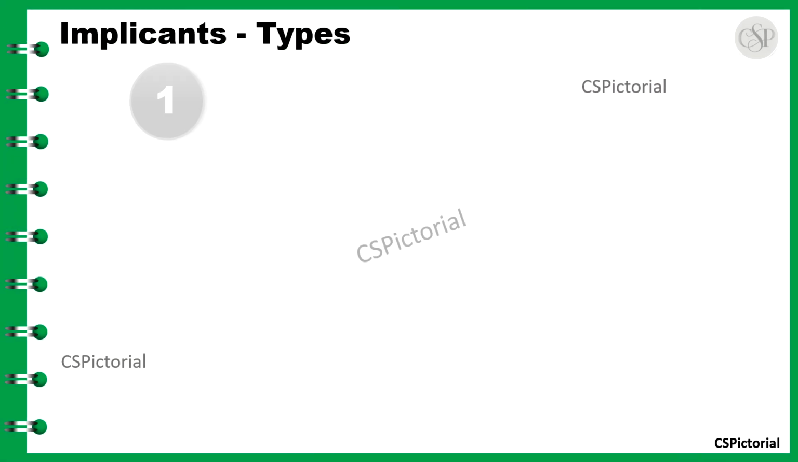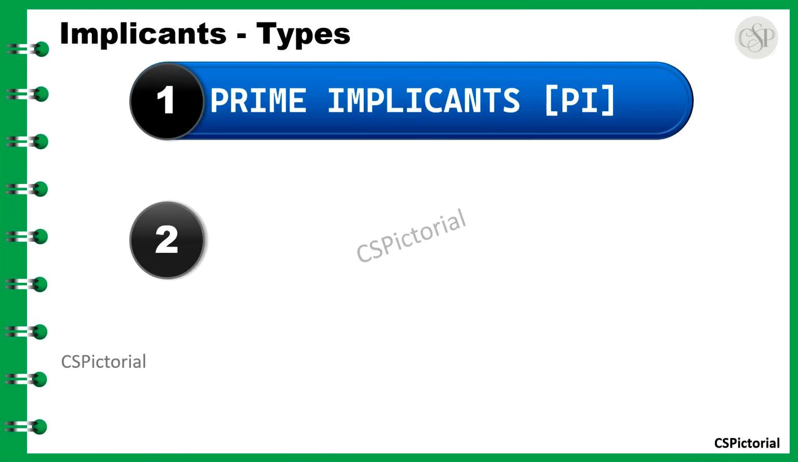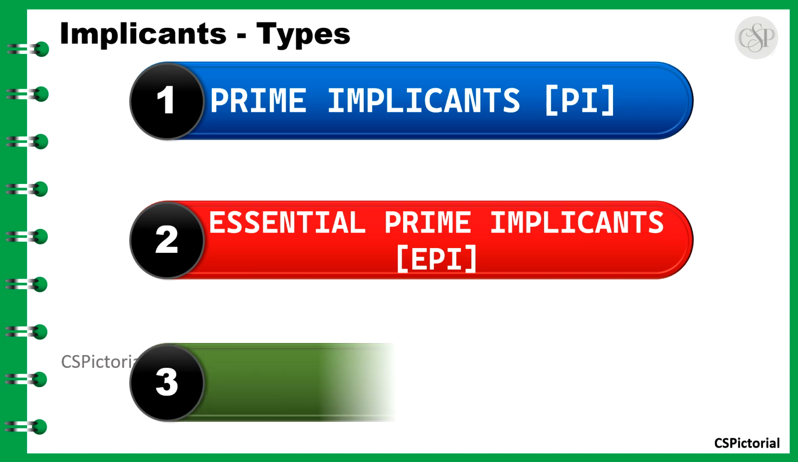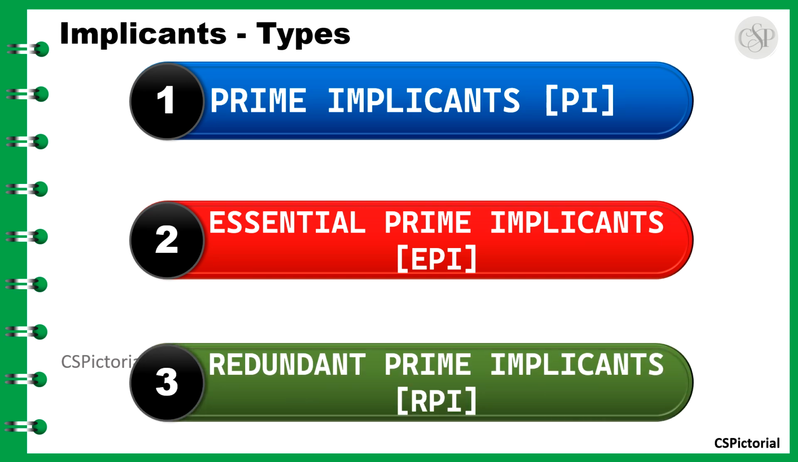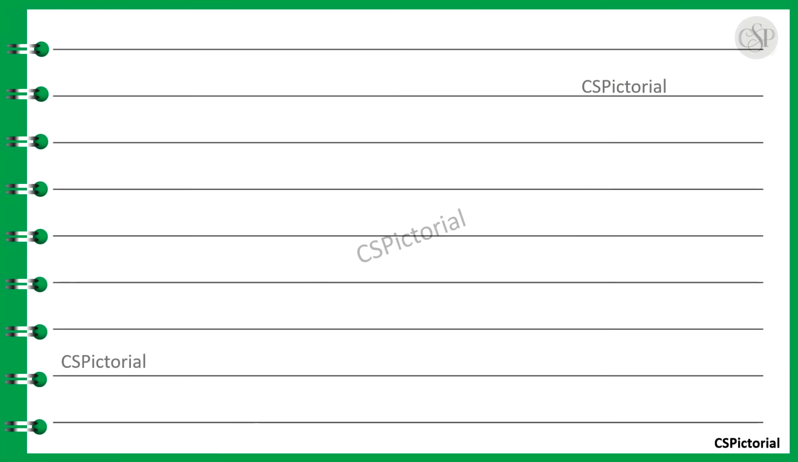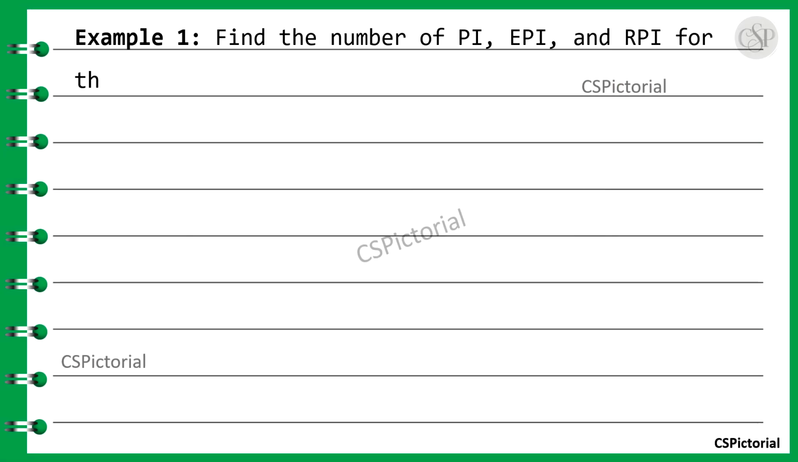The various types of implicants are the prime implicant, essential prime implicant, and redundant or non-essential prime implicant. For the given Boolean function, find the number of PI, EPI, and RPI. As said previously, PI stands for prime implicants, EPI stands for essential prime implicants, and RPI stands for redundant prime implicant. This type of question is mostly expected in competitive exams.